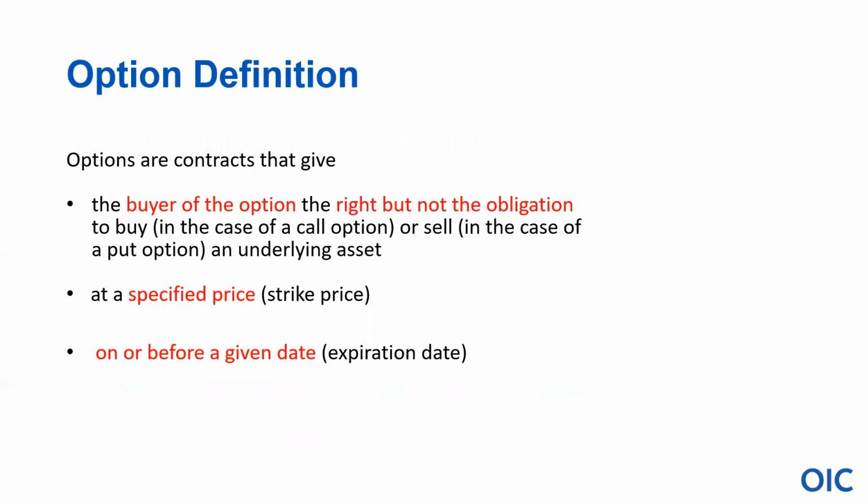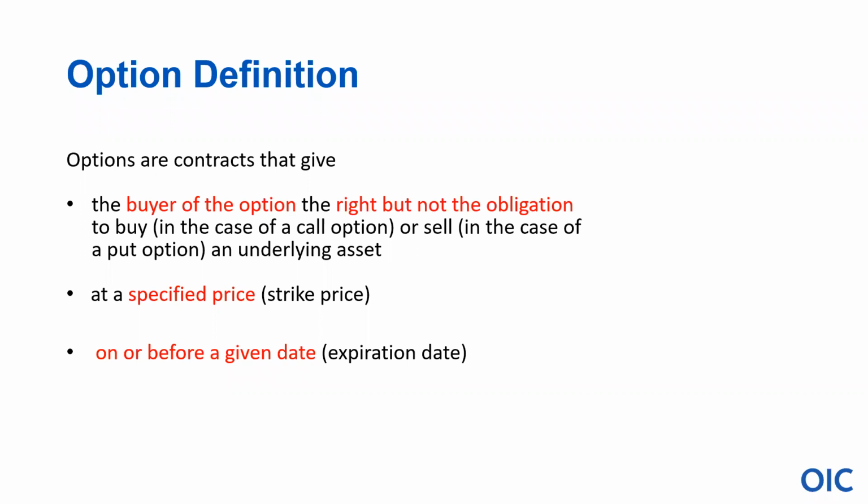So what is an option? Most of us know pretty much what an option is, but there's no harm restating it so that we're all clear. An option is a contract which gives the buyer of the option the right but not the obligation to buy, in the case of a call option, or sell, in the case of a put option, an underlying asset. So let's just look at the important phrases there.